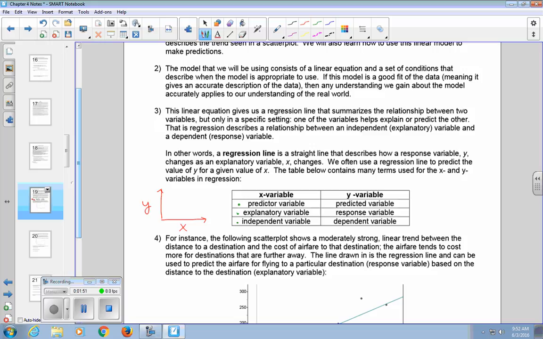On the other side, the y variable is the predicted variable. It's the one that gets predicted. It's your response variable. It changes in response to x. Or it can be called the dependent variable. So it depends on the value that you plug in for x when you're making your predictions.